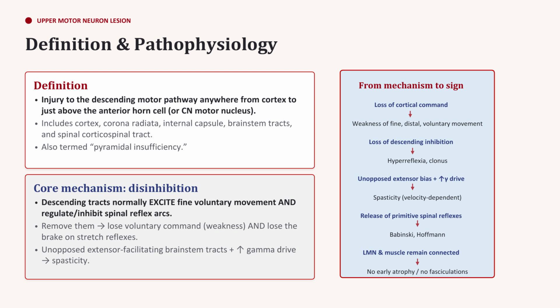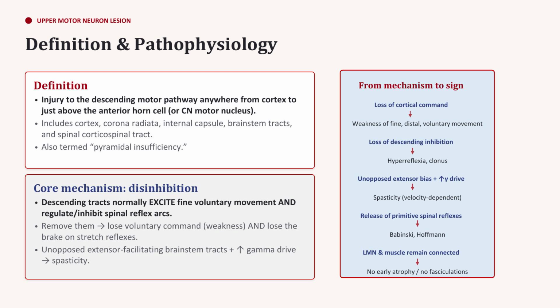Now the mechanism, which is the whole point. The descending pathways do two jobs at once. They deliver voluntary commands, and they continuously regulate and inhibit the spinal cord's own reflex circuitry. When you cut them, you lose both. Losing the command produces weakness of fine voluntary movement. Losing the inhibition unleashes the stretch reflex. That is your hyperreflexia and clonus.